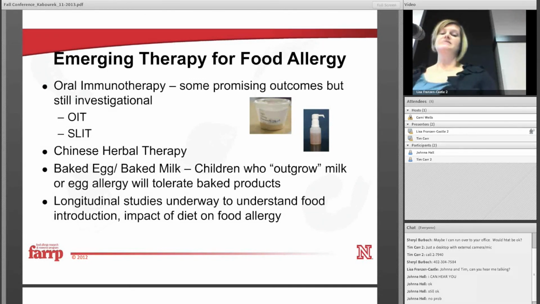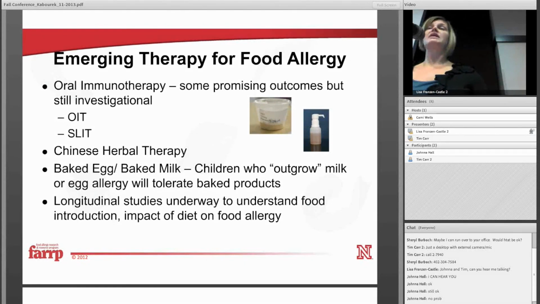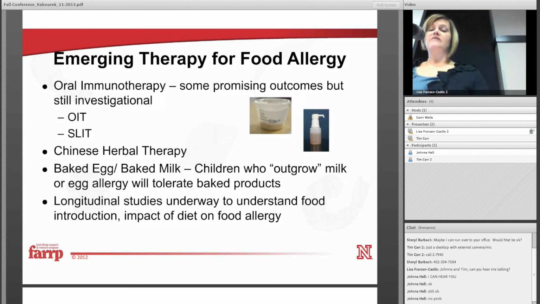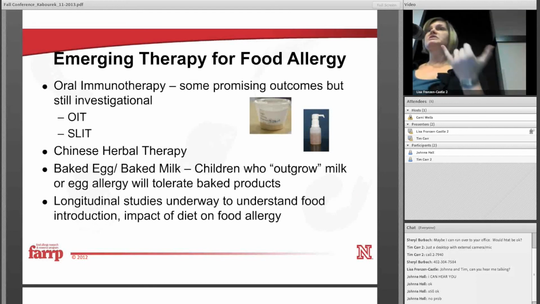So it's not necessarily a cure, but it boosts up their threshold enough so that if they got into trouble, say if they took a bite of something that was highly contaminated, they would not have a reaction at that level. It would boost their threshold up enough that anything below that would be safe. Sublingual immunotherapy is the same principle, except it is drops of the food protein. They stick it under their tongue and let it be absorbed for a minute, and then they swallow.